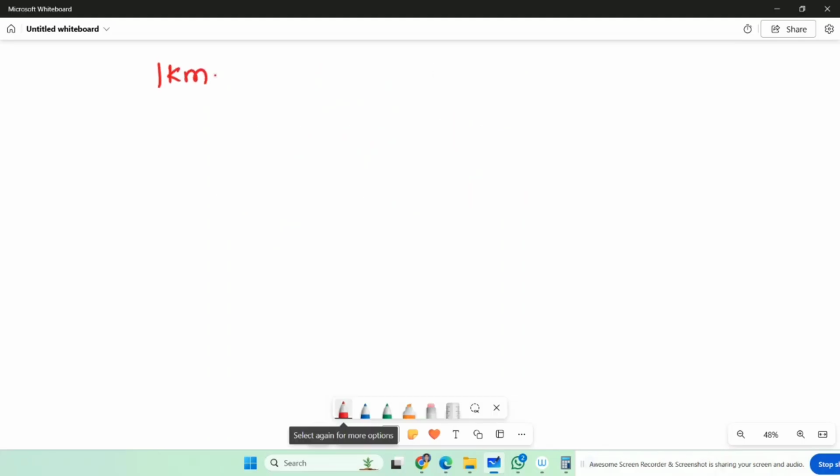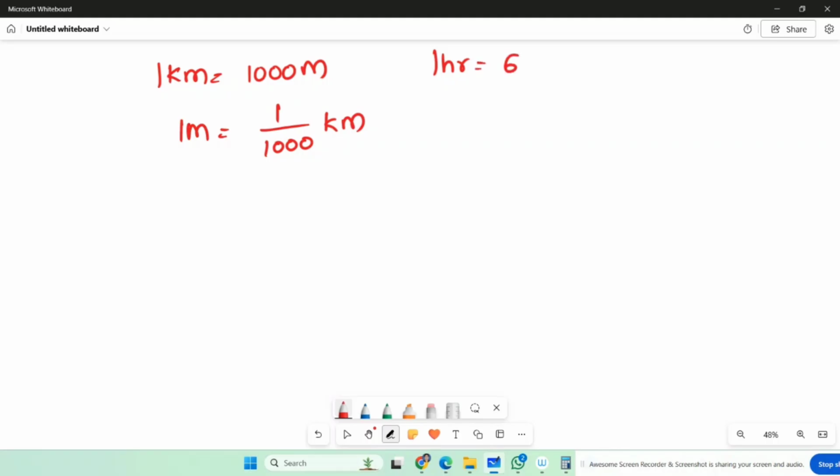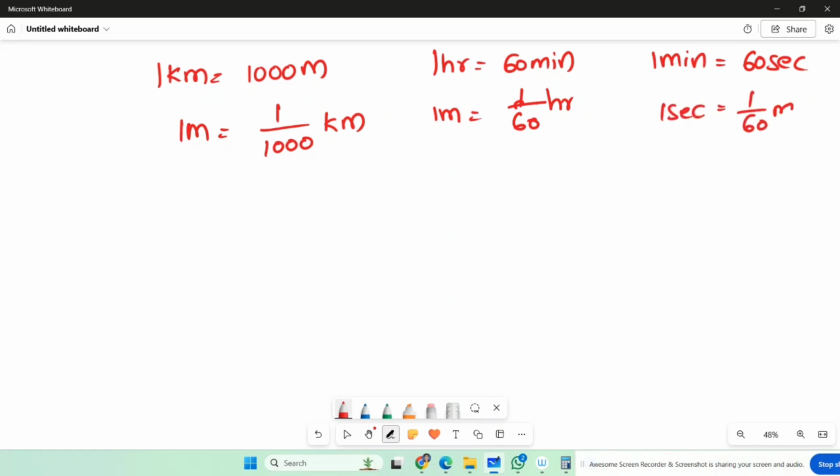1 kilometer equals 1000 meters. We know that 1 meter equals 1 by 1000 kilometers. In the same way, 1 hour equals 60 minutes. 1 minute equals 1 by 60 hour. 1 minute equals 60 seconds. So 1 second equals 1 by 60 minutes. This we know, right? So it is required to express speed in terms of smaller units like meter per minute or meter per second. We need to know the following conversions.